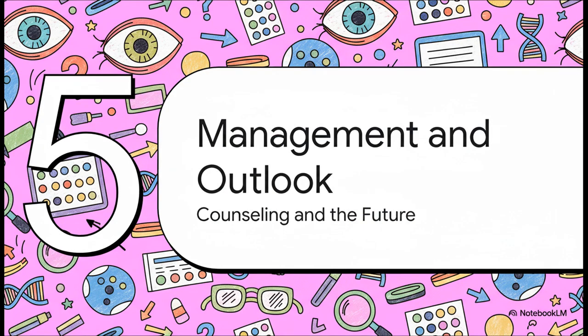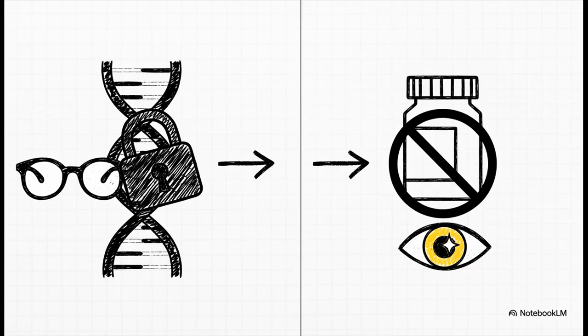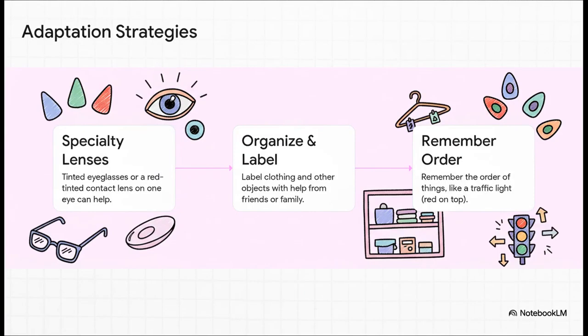Okay, so you've done the tests, you've made the diagnosis. What's next? In this last section, let's talk about what we do, how we manage the condition, and how we counsel our patients. Now, when you're counseling your patients, managing their expectations is everything. For inherited CVD, you have to be clear, there is no cure. Our goal here is management and adaptation. But for acquired CVD, it's a completely different conversation. If we can treat that underlying cause, that disease, that injury, whatever it is, we might actually be able to improve their color vision.